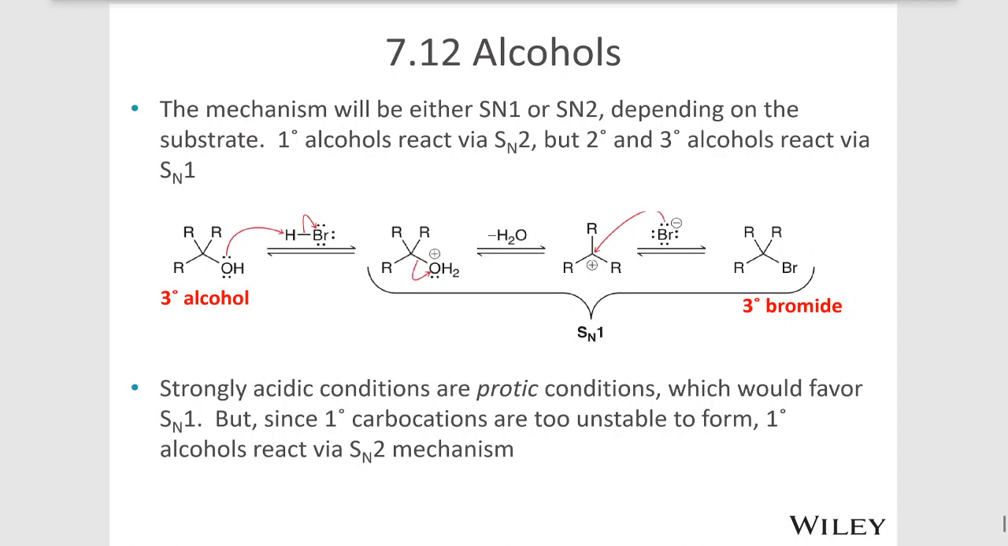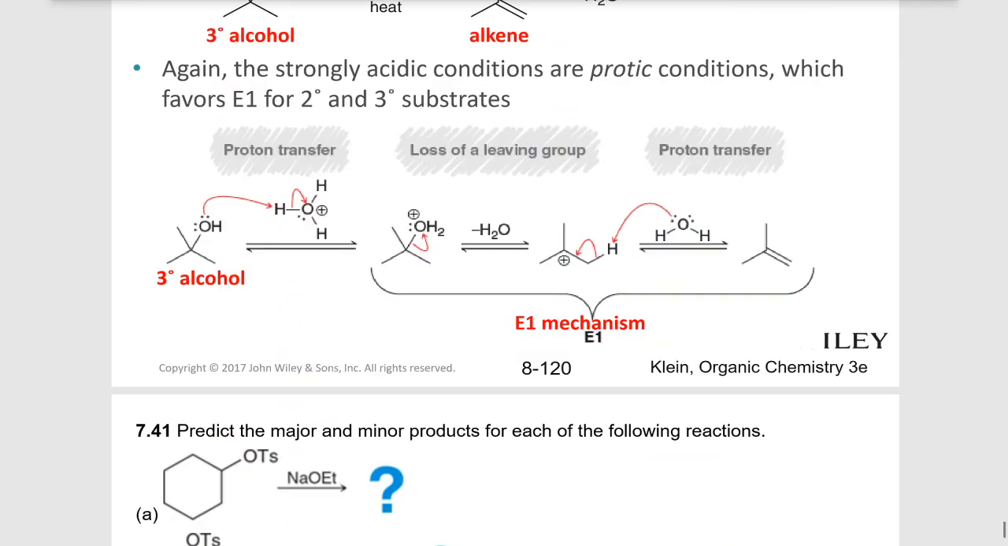But if we have a tertiary alcohol, we're not going to get an SN2 reaction, so we can get an SN1 reaction. The first step, again, is protonation, and then we're going to form our carbocation, which can be attacked by the bromine and give us the product. Strongly acidic conditions are generally going to be protic, so this would favor an SN1. But since primary carbocations are unstable, even if you have a primary substrate, you can still get a reaction, but it's going to go through an SN2 mechanism.